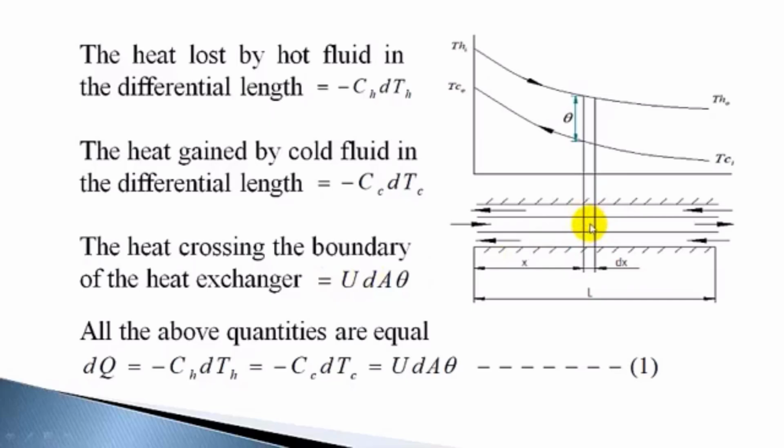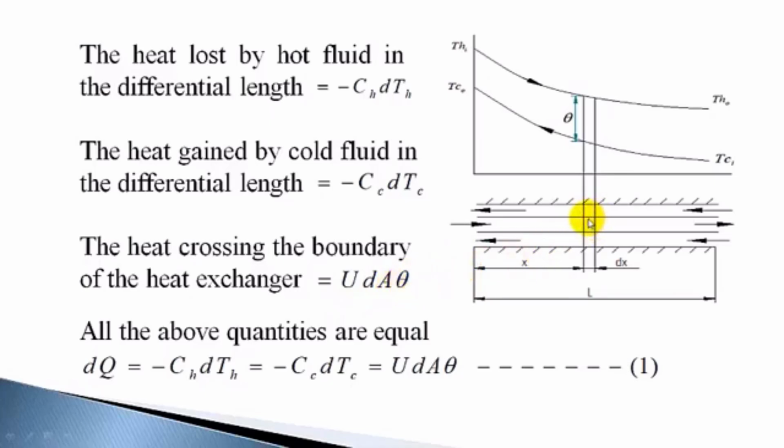Now you can express the heat transfer. When this is a combined mode of heat transfer, it involves convection, conduction, and again convection from the outer surface of this tube. So you can express the heat transfer coefficient by U, and U into area into temperature difference will give the heat transfer. In this case, the area is a differential area.